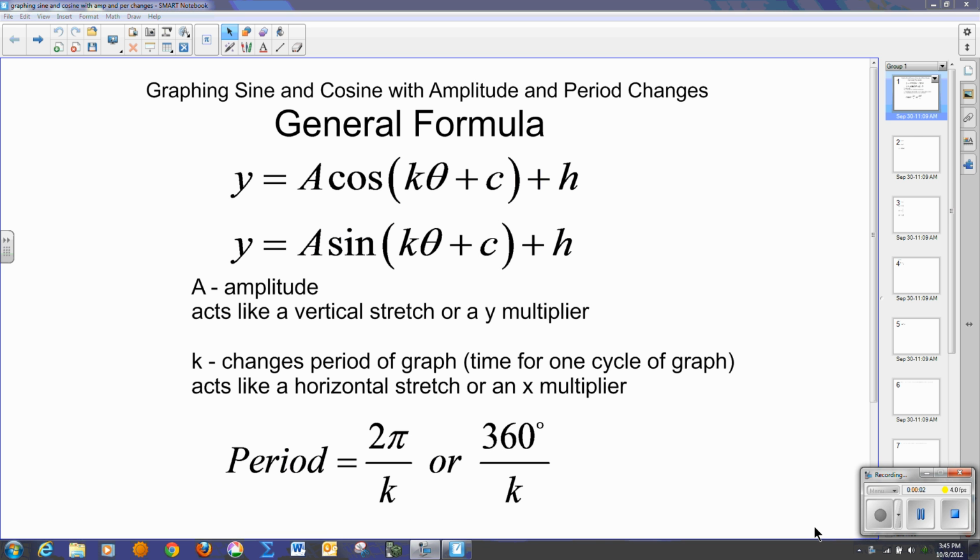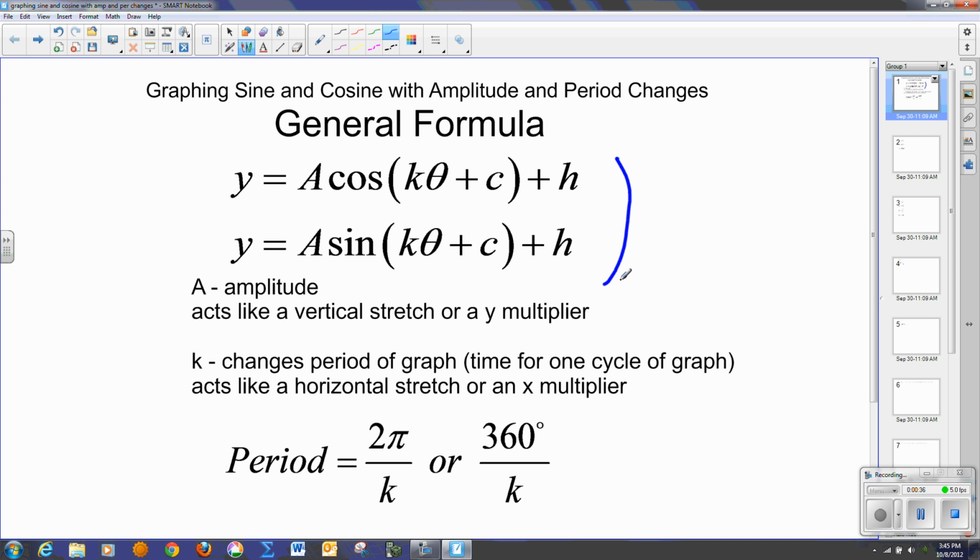So we're going to look more closely at the sine and cosine graphs, specifically at the amplitude and the period of these functions. Now, just like with our parent functions, these sine and cosine, even tangent, cosecant, secant, cotangent functions all have a general formula, and they're given right over here. We're only going to look at sine and cosine today, so we have a cosine k theta plus c plus h.